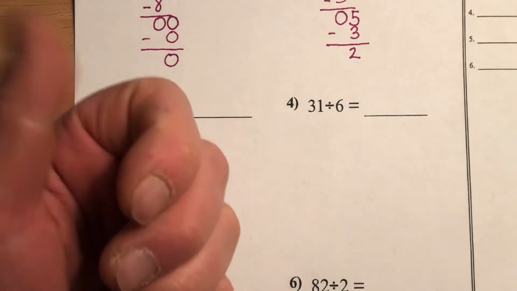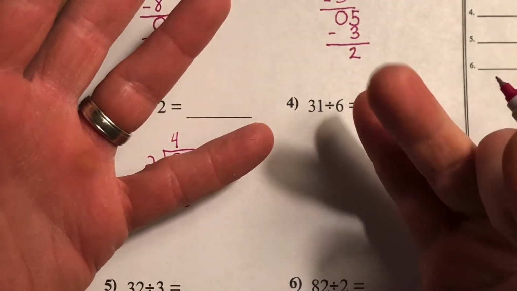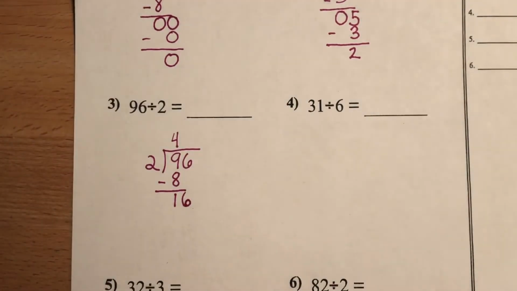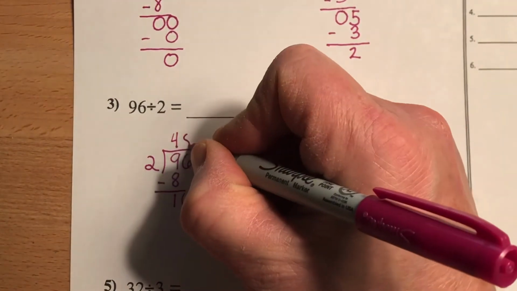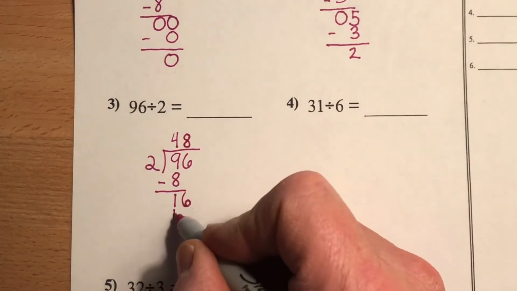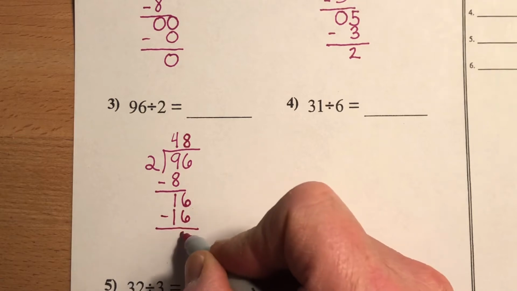Let's do it. 2, 4, 6, 8, 10, 12, 14, 16. Ooh, look at that, 8. 8 2's fits exactly on 16. So I write down my 8 here over the ones place. 8 times 2 is 16. Then I subtract and I get 0.